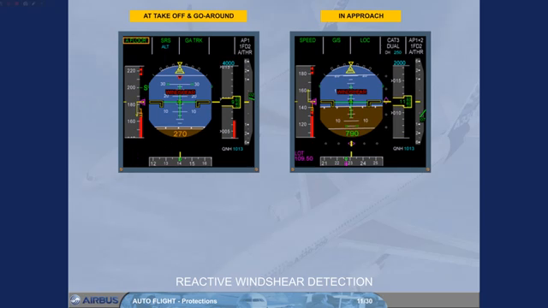The reactive wind shear warning is provided by the FE. The FG provides the following protections against wind shear. At takeoff and go-around, with the autopilot flight director SRS vertical mode, which commands a pitch, ensuring a minimum positive rate of climb despite a potential speed drop.